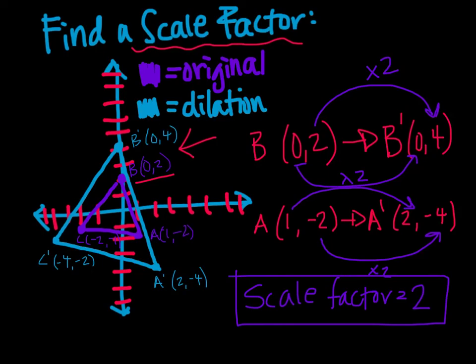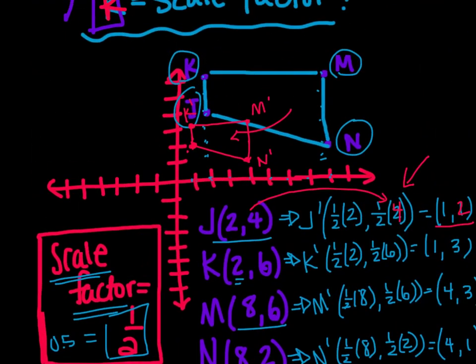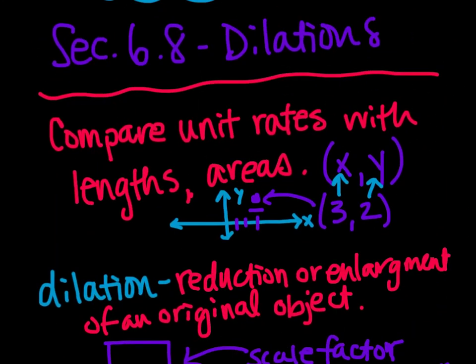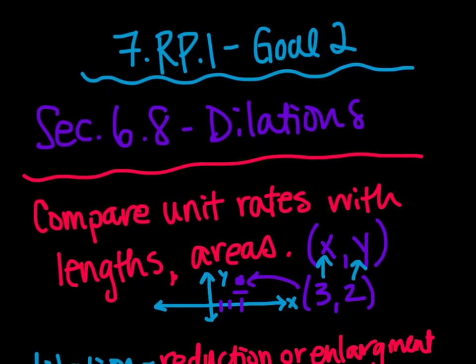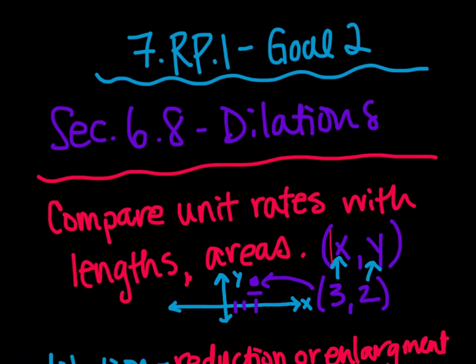Now start to work on the homework or the problems for this particular section. Don't forget to pay attention to the x versus y coordinates. X is on the ground, it goes sideways, horizontal, and y goes up and down. So pay attention to that. And I hope this helps for understanding the second part of Goal 2 for 7.RP.1.